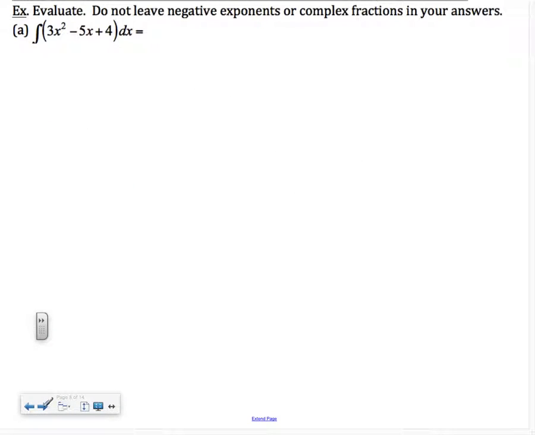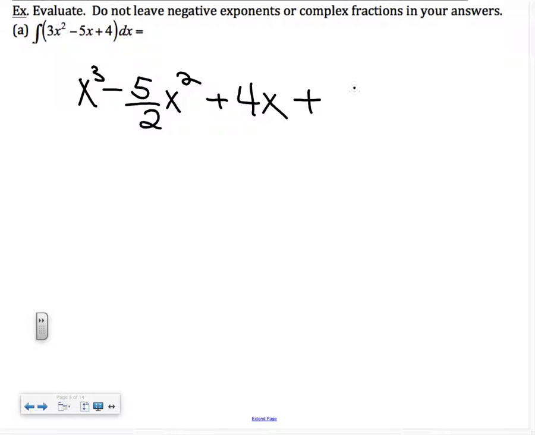All right, so integration, now we're just going in the opposite direction. We're going to raise it a power and divide by it. So the integral of 3x squared is simply x cubed because the 3's cancel, and then the integral of 5x would be 5/2 x squared, and the integral of 4 would be 4x. And of course, we're not going to forget our constant because it's an indefinite integral. You need to plus c. So this would be the integral of that. Okay, hopefully no news.